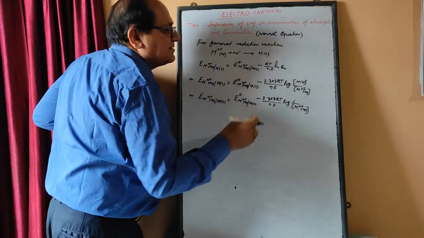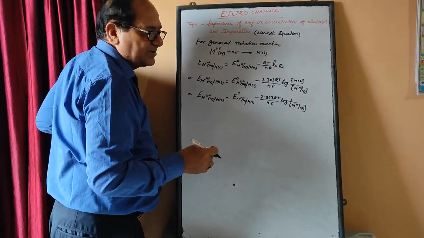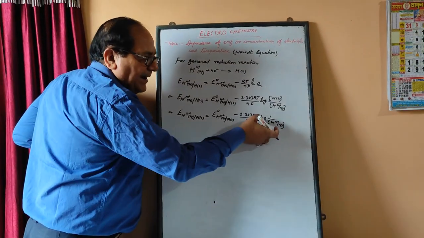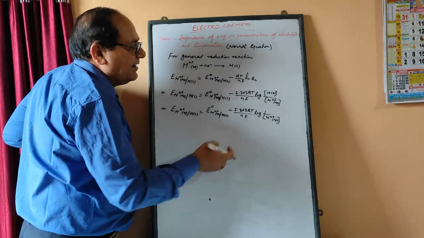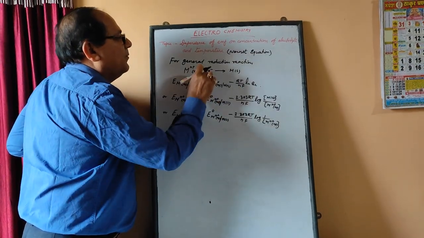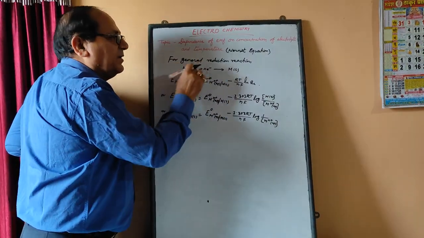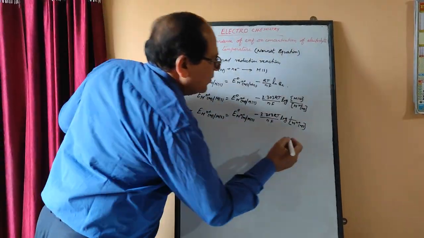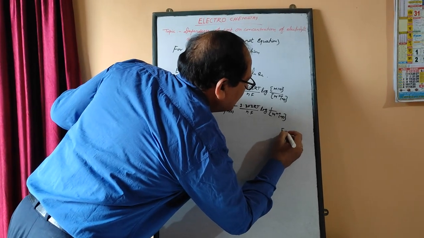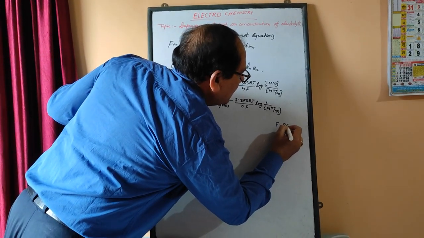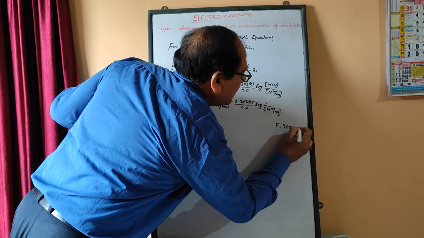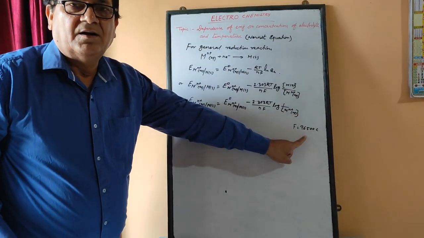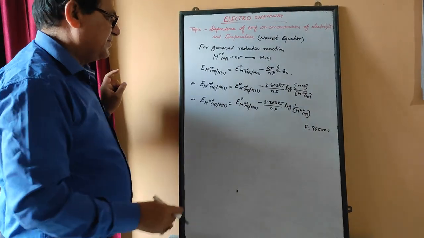Here R is the universal gas constant, 8.314 joule per Kelvin per mole. T is temperature in Kelvin. n is equal to the number of moles of electrons gained during the reaction. F is Faraday, which is the charge of 1 mole of electrons. So this is its value.